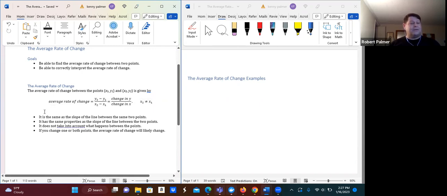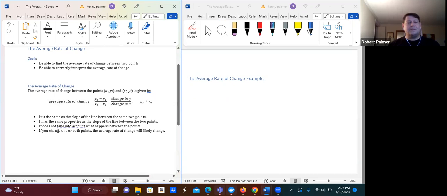So what that tells us is it's the same as the slope. It gives you the same value as the slope of a line between 2 points. And it's also the same property. So if it's positive, it means it's increasing. If it's negative, it means it's decreasing. Of course, if it's flat, it means it's constant. You could also think about parallel lines and perpendicular lines in the same way, although we don't usually think about that as much with average rate of change, but it's exactly the same properties as the slope.